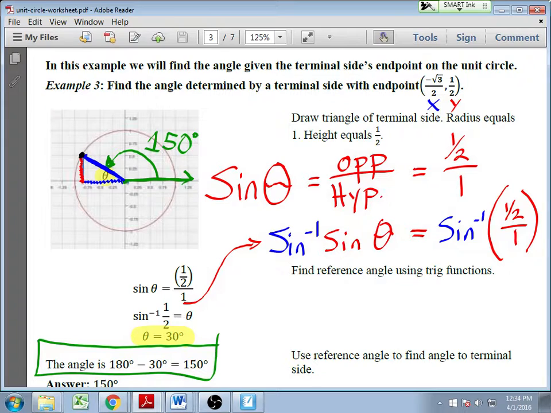But what is the interior angle? This, theta, right here, this guy right here. That's why I was referencing opposite was 1/2, hypotenuse was 1.